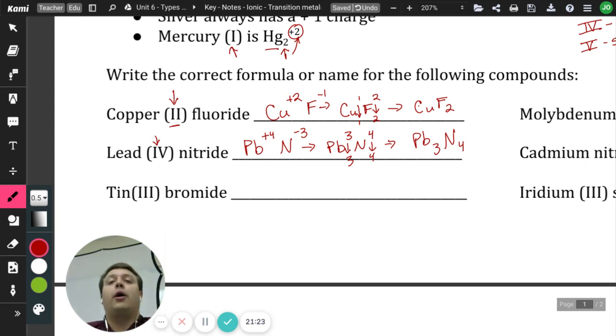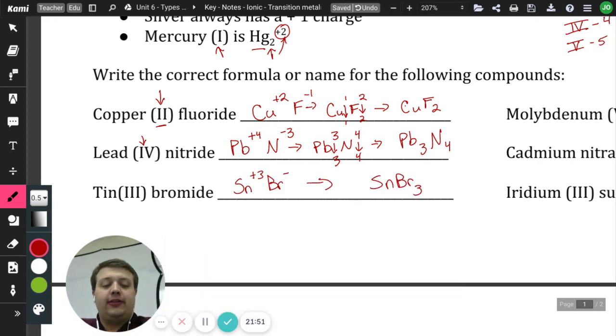Okay? All right. So what I want y'all to do is to pause your video, go ahead and do the next couple, and then we will go over them. Now, these I am just going to write the name or the formula for them, so I'm going to be skipping the swap, drop, reduce step. So I'll write your symbols with their charge, and then I will just write the formula after I swap, drop, reduce. All right. So pause your video, work through them, and then we'll go over them.